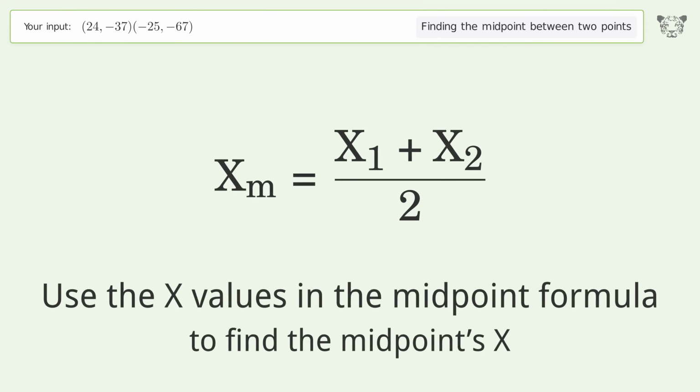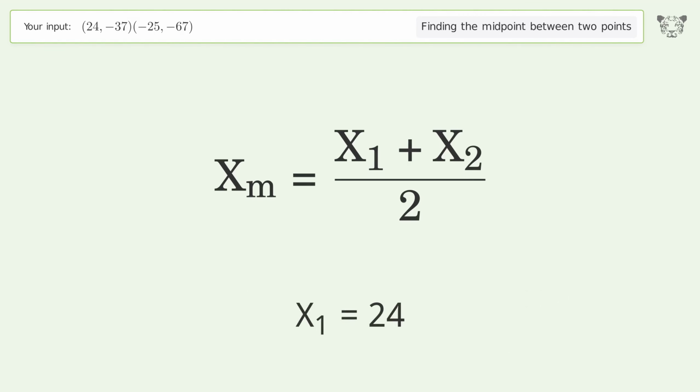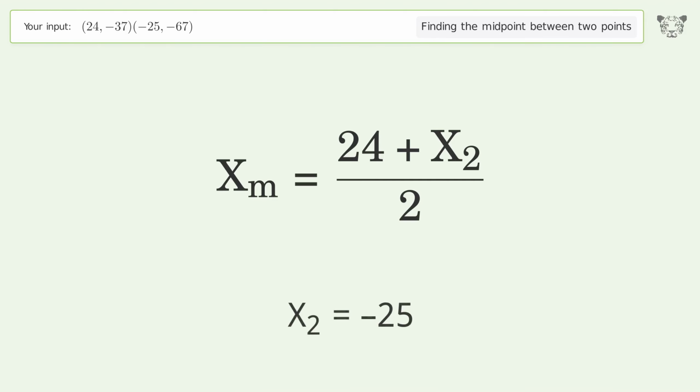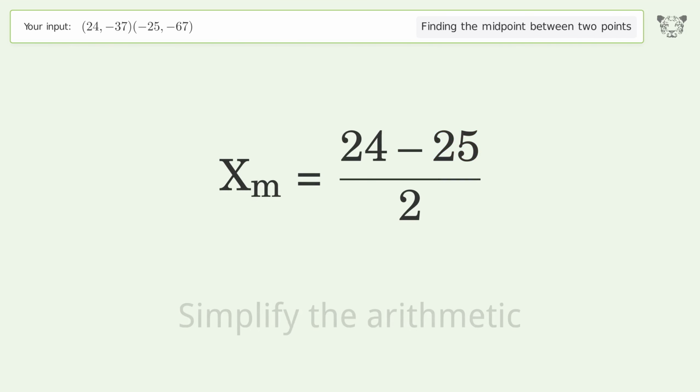Use the x values in the midpoint formula to find the midpoint's x. x1 equals 24. x2 equals negative 25. Simplify the arithmetic.